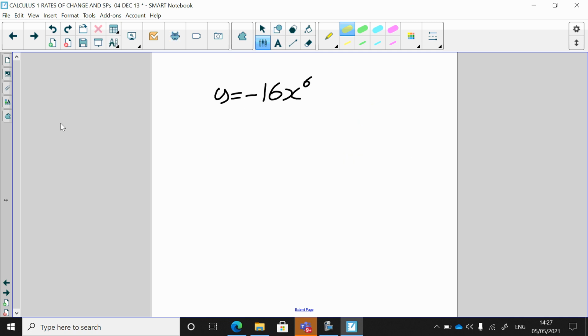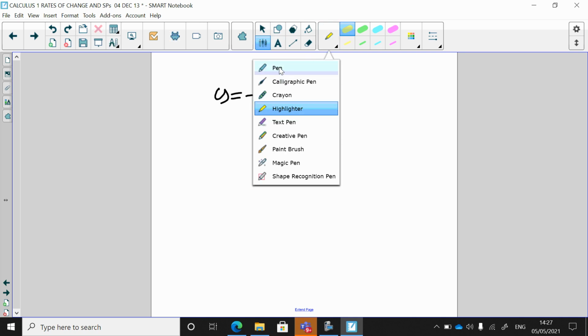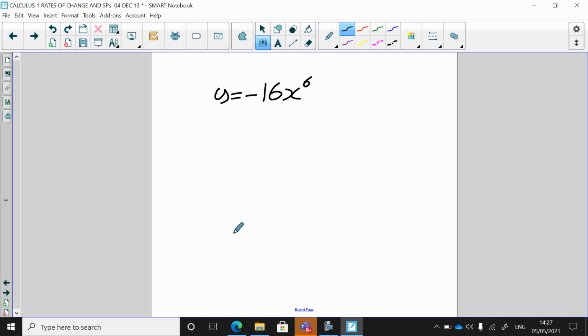Okay, let's look at this function here. Negative 16x to the power 6. Right, I know what that looks like. It looks almost parabolic, and it's actually got a maximum turning point, and there's only one here. There's only one critical value, right? It just so happens I'm familiar with the curves.